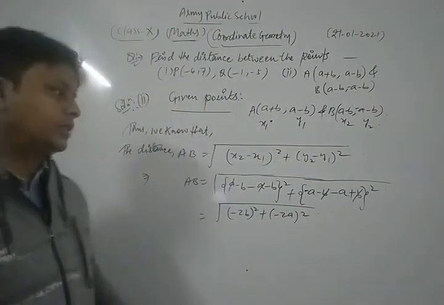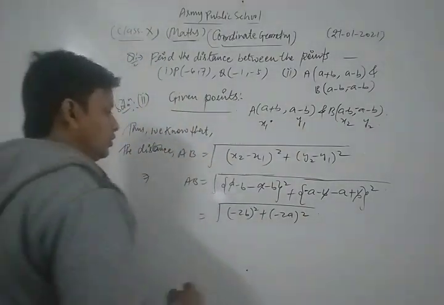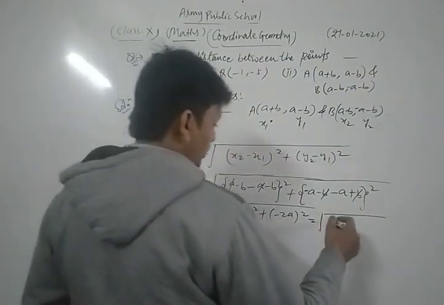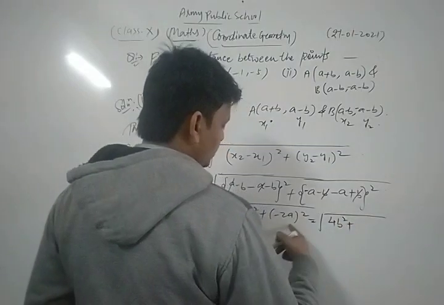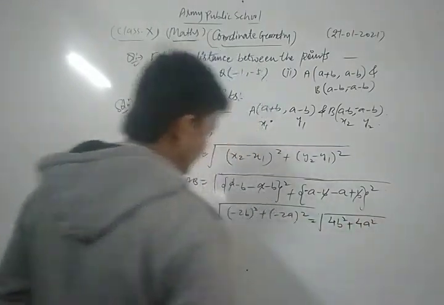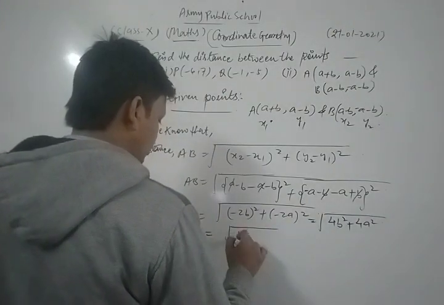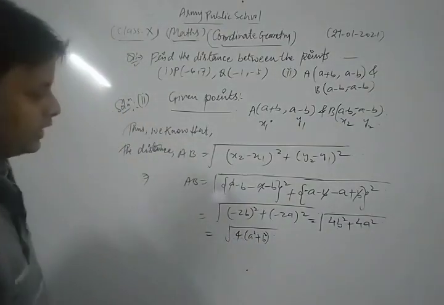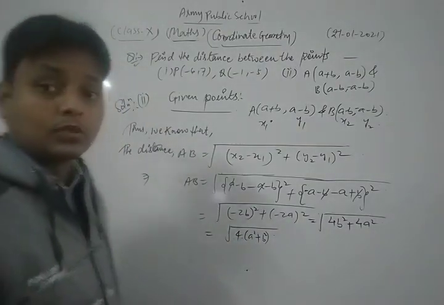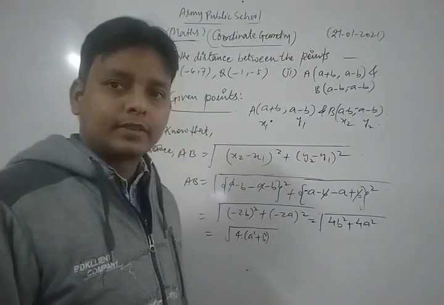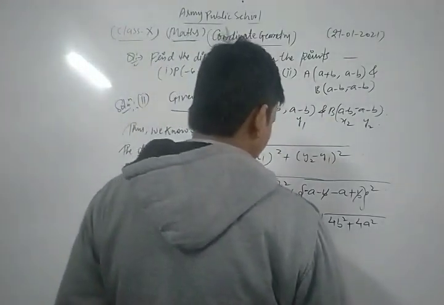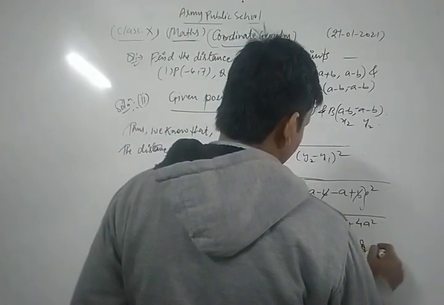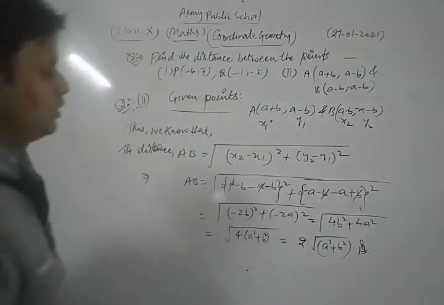Okay, minus A is what? Minus 2A whole square. Now we get what? We get 4b square plus 4a square. Now we take 4 as common, so we get a square plus b square. Now the square root of 4 is what? 2. So taking 2 as common, we get 2 into under root a square plus b square. This is the required solution of the given question.